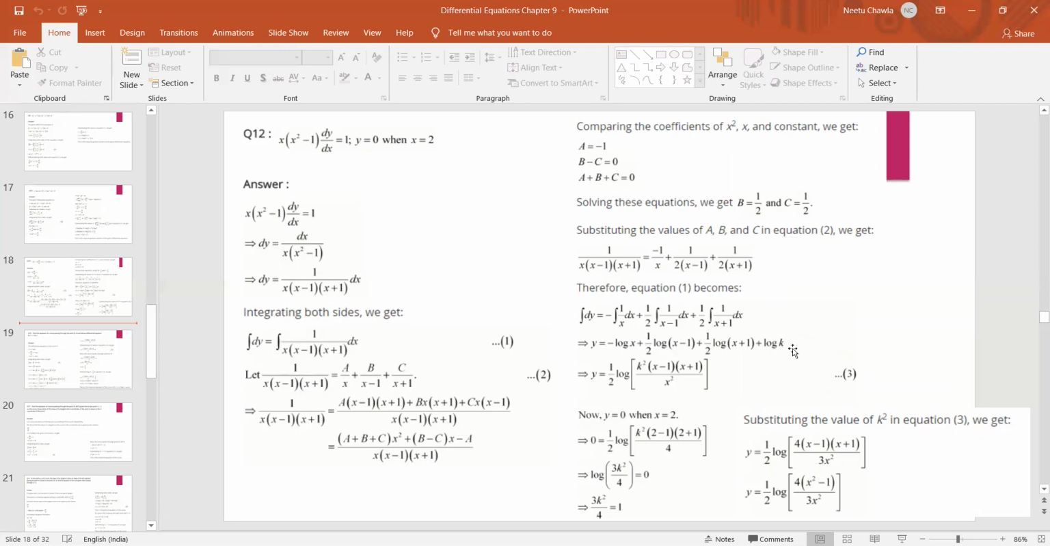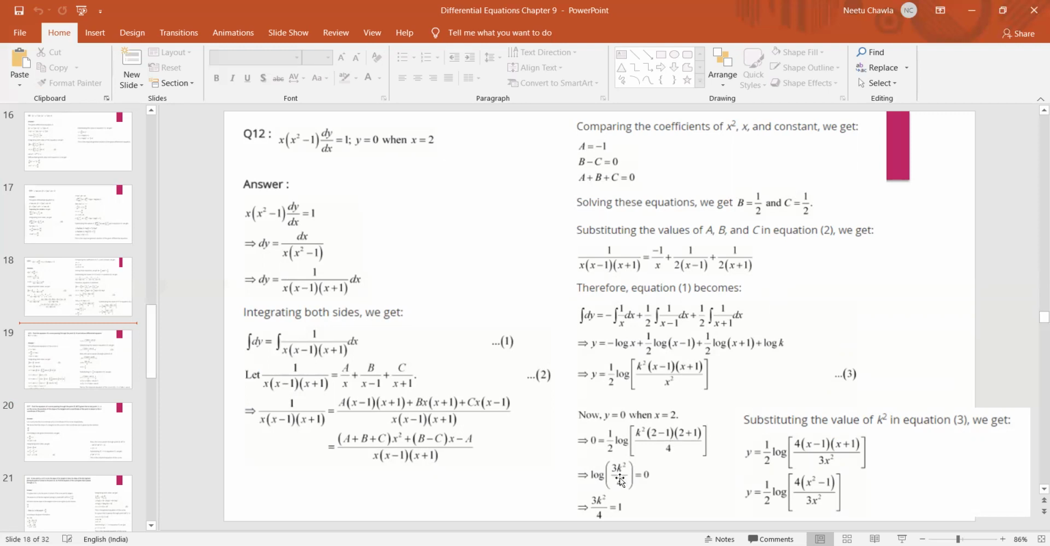This log k, that is a constant of integration. Now this is your answer when we were supposed to find the general solution. Now when we are given that y is equal to 0 when x is equal to 2, we have to substitute here the value of y and the value of x.